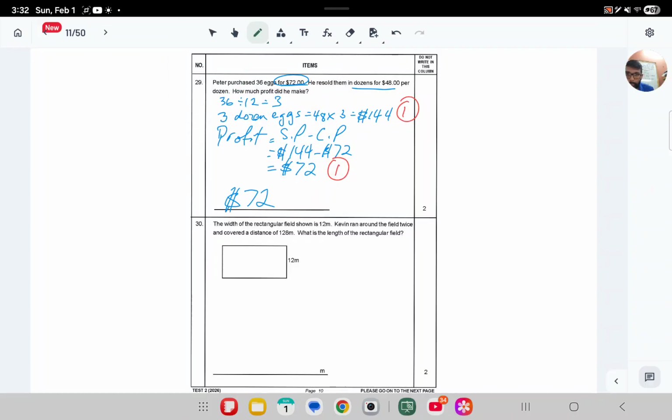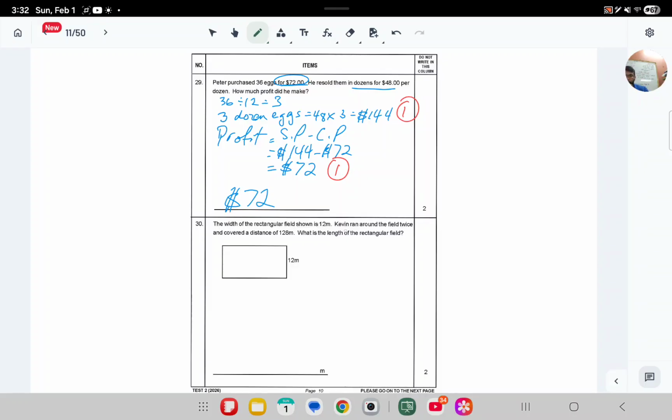Alright, number 30. The width of the rectangular field shown is 12 meters. Kevin ran around the field twice and covered a distance of 128 meters. What is the length of the rectangular field? So if he ran around it, that means he covered the perimeter, but he did it twice. If he did it twice, that does not mean it's the perimeter. Only running it around once would be the perimeter.